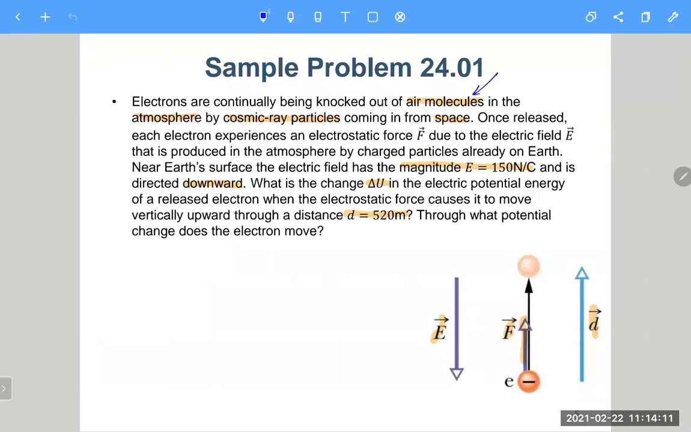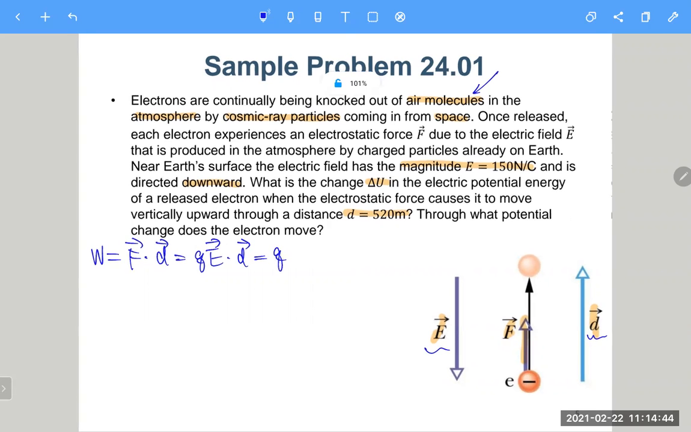So actually this would be very simple, because W is nothing but F dot d. So F is qE dot d. Actually q is an electron, and E has its opposite direction with the d, which means that it will become minus qEd. So we substitute all the numbers in it.